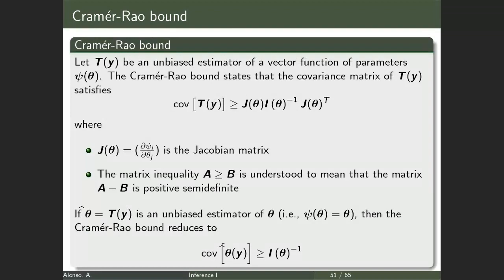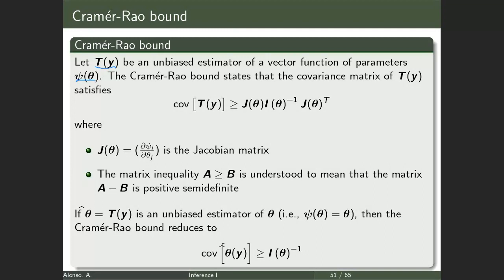Well, what is the Cramer-Rao bound? Well, the Cramer-Rao bound says the following. Suppose that you have an unbiased estimator. It's a function of the data. We're going to call it T of y, right? And it's an unbiased estimator of a certain function of theta. We call it psi of theta. So let T of y be an unbiased estimator of a vector function of the parameter, psi of theta. What is psi? Well, in principle, it can be a general function.